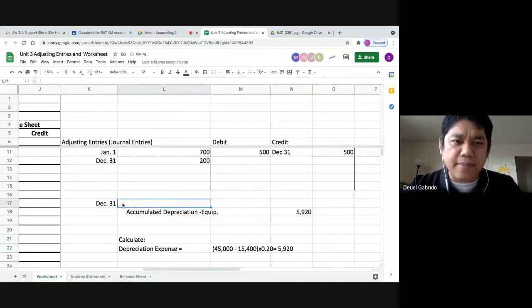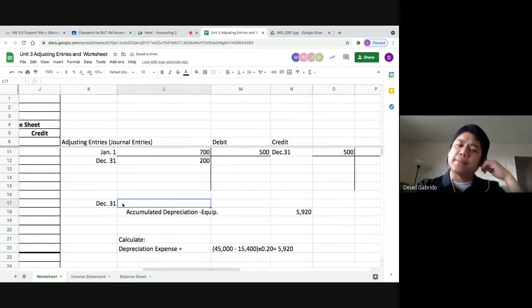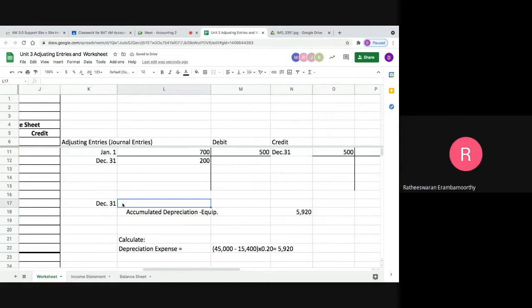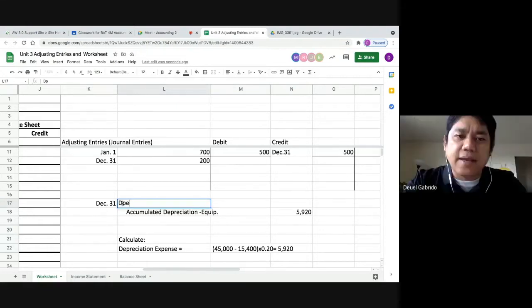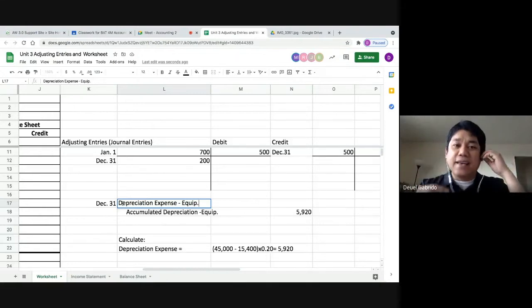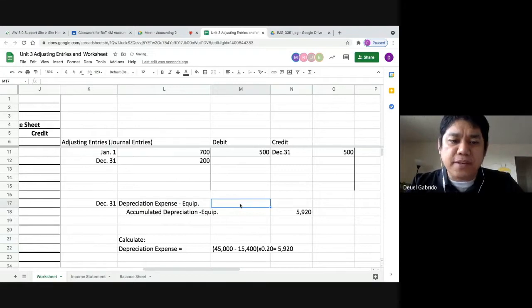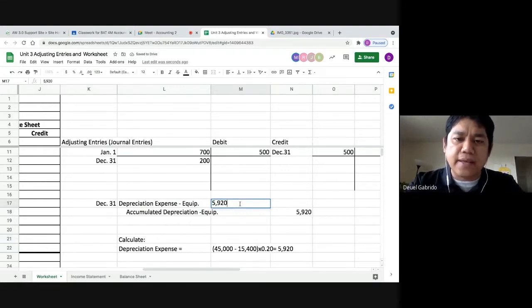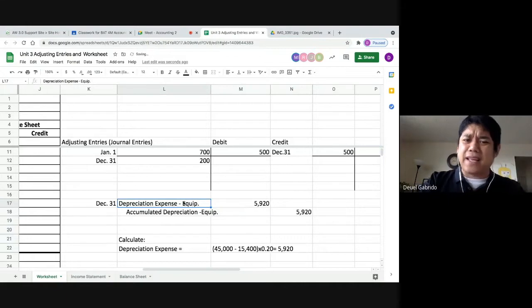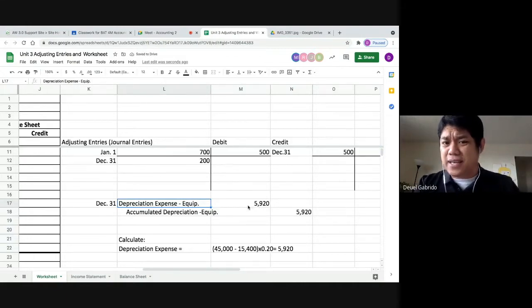Okay, what's your debit, by the way? Depreciation expense, and then we put the equipment. So we will record an expense. Remember, guys, we need to recognize an expense for this year, or else your income statement will not be correct. Okay, so we put a depreciation expense of 5,920. Is this an actual decrease in the equipment, or is it just an estimate?